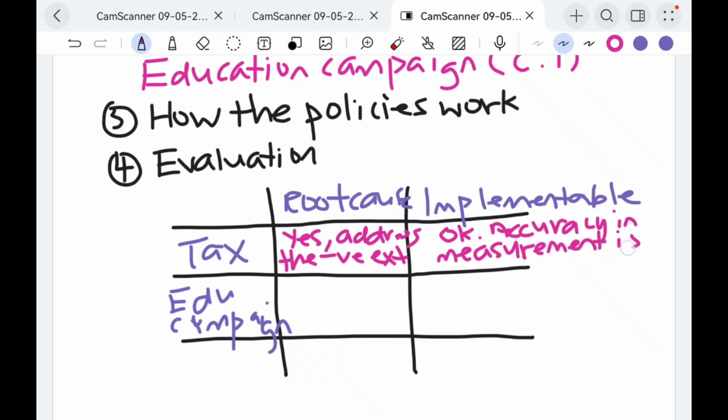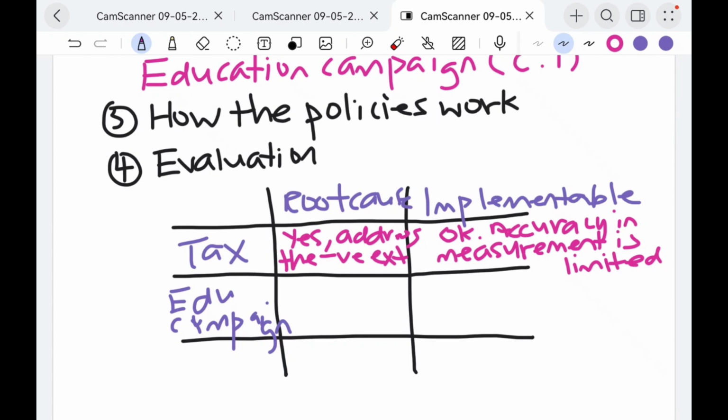Okay, so now you may think, oh no, does it mean that I cannot talk about tax as a good policy that I can implement? Okay, so it is not the end, because when you acknowledge that a policy has pros and cons, it actually shows that you are able to give a balanced evaluation on the policy.